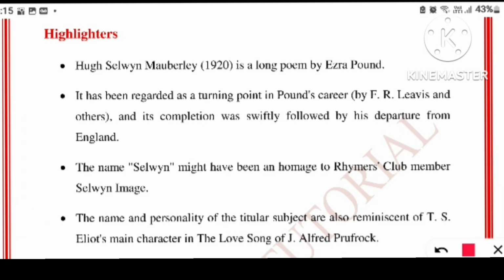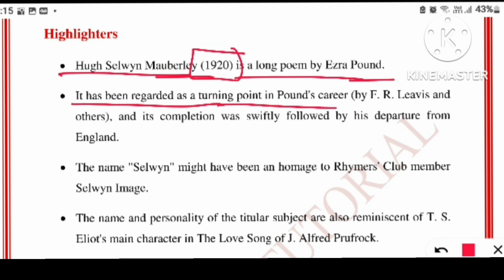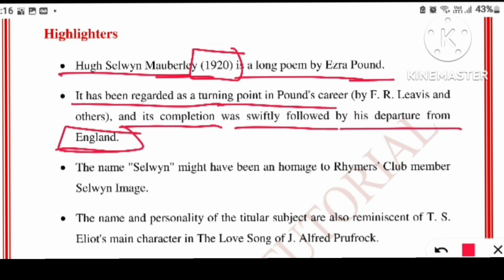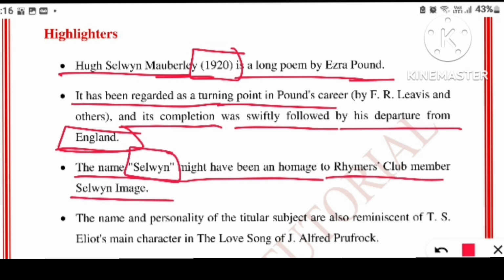Let's see the highlighters for more points. Hugh Selwyn Mauberley is a long poem by Ezra Pound, and this was published in the year 1920. It has been regarded as a turning point in Ezra Pound's career, and its completion was swiftly followed by his departure from England. The name Selwyn might have been an homage to Rhymers' Club member Selwyn Image. So the poetry that he had written might be a homage to one of his members, one of his co-workers.